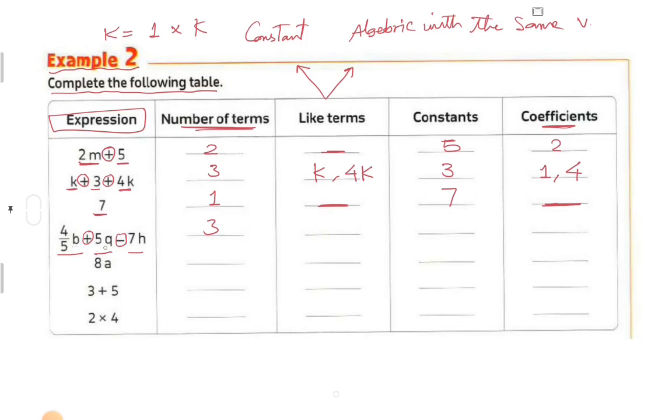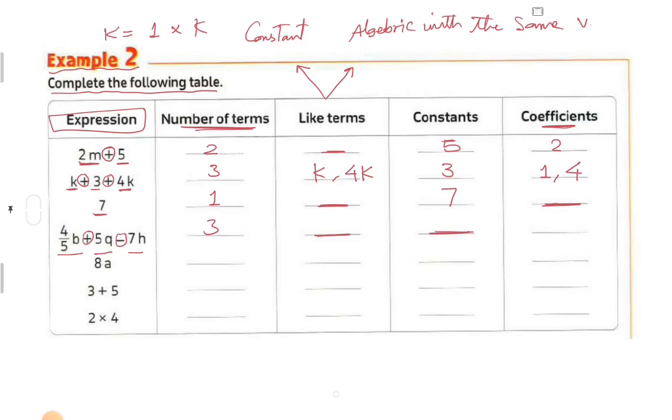B, Q, H. I can't add B to Q or H. So B is just one B. One term contains B, one term contains Q, one term contains H. So I have no like term because H, Q, and B are different. Where is the constant? We haven't any constant here. It's all algebraic terms.